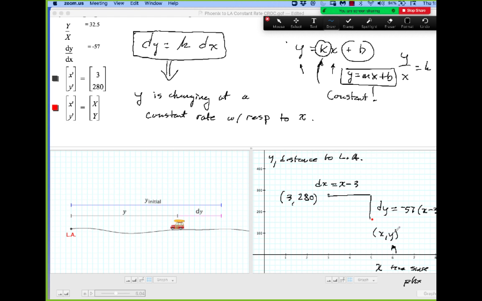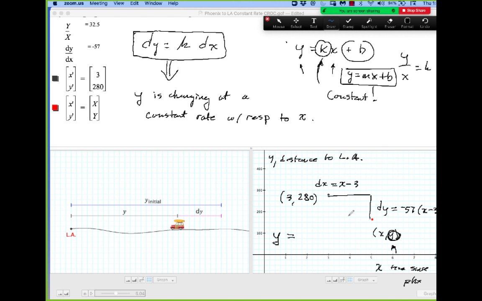And so what's our goal? Our goal is to write every correspondence point. So we want to write every y final. How do we get y final? Would it just be y initial plus dy? Okay, you got it.